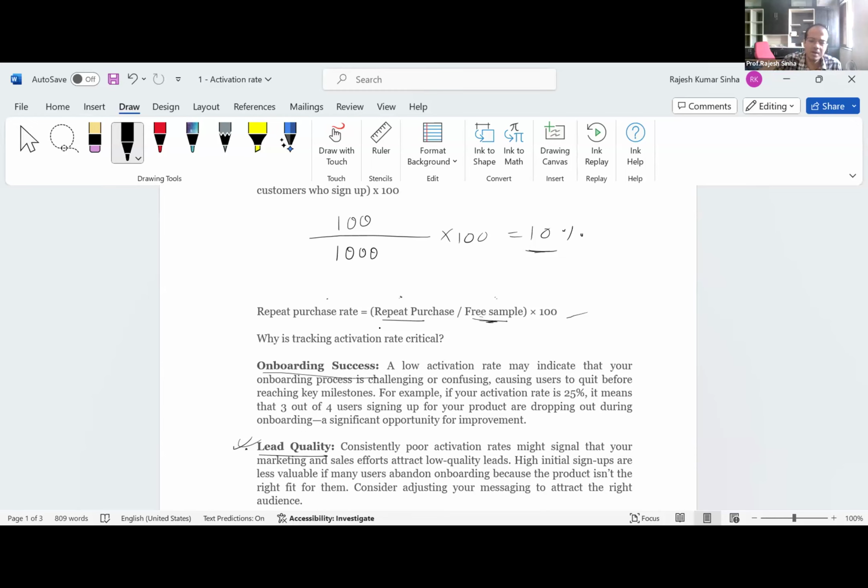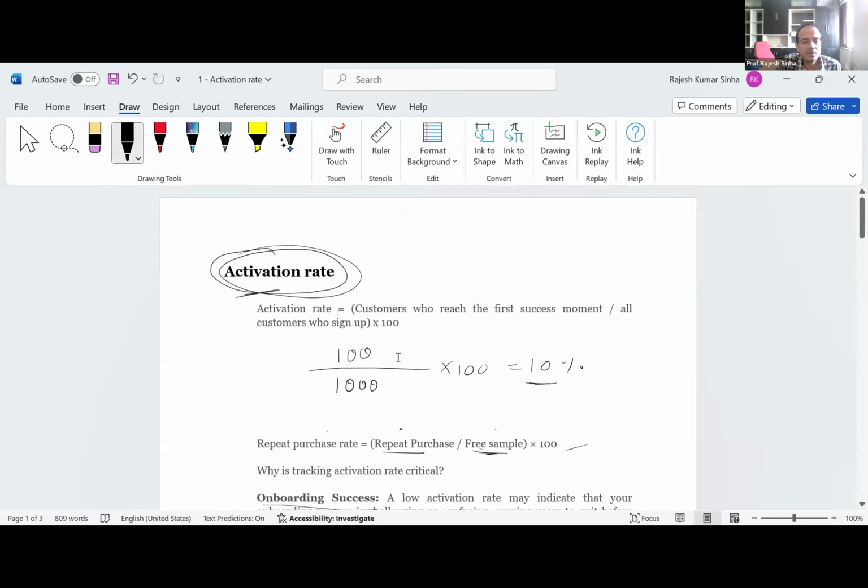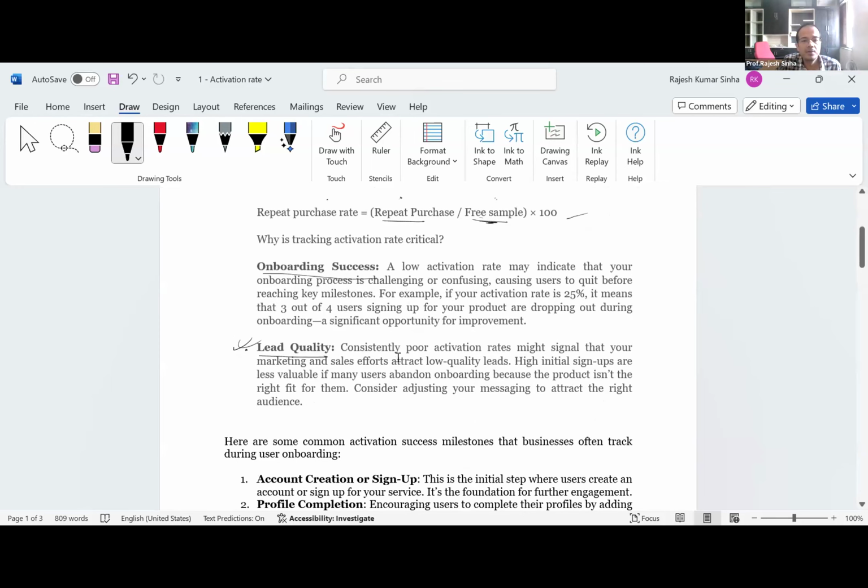Improve the product? No, not in my hands. Product is very difficult to manage, but yeah, I can see the lead quality. I can see my perceptual maps. I can see the proportionality analysis, white spaces, or the onboarding success that I may be doing. Okay, that's the relevance of activation rate that we need to find out.